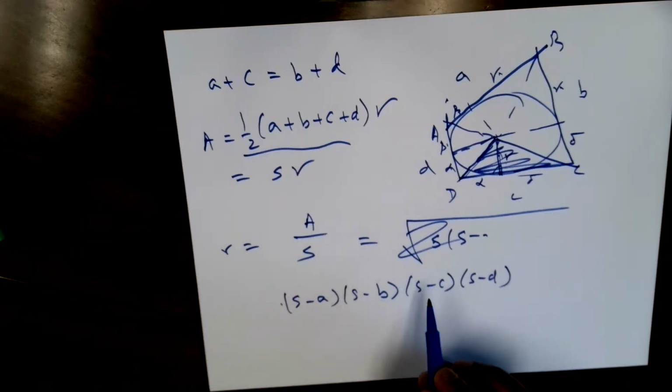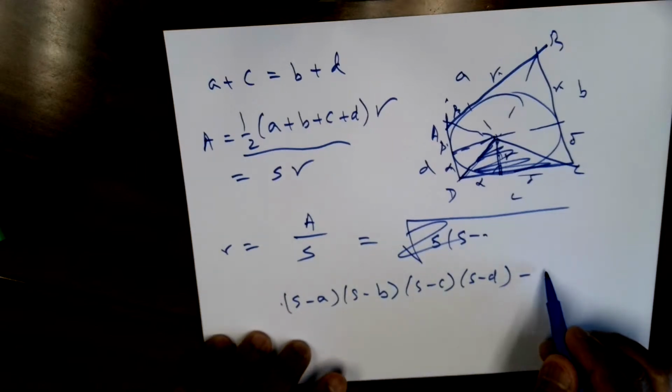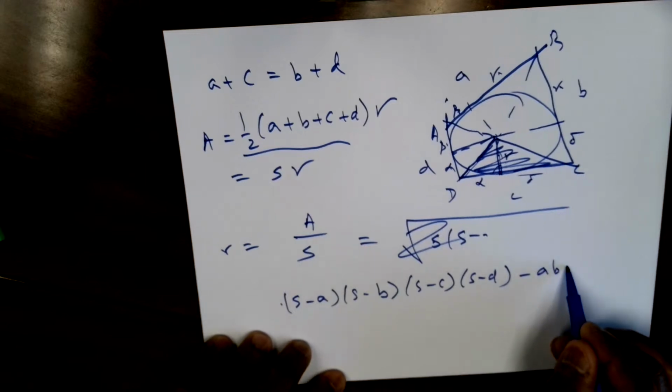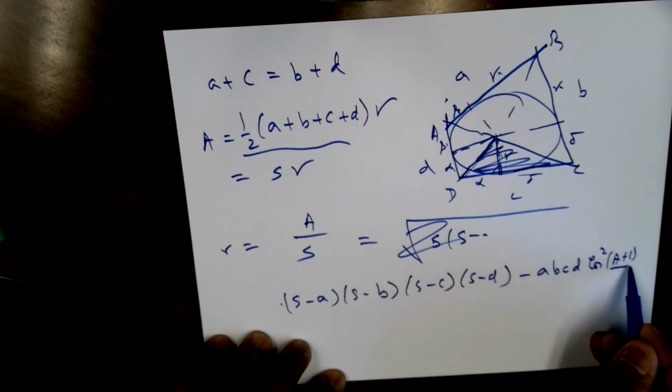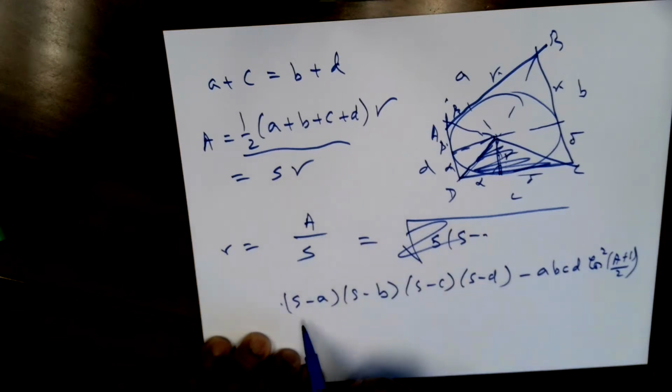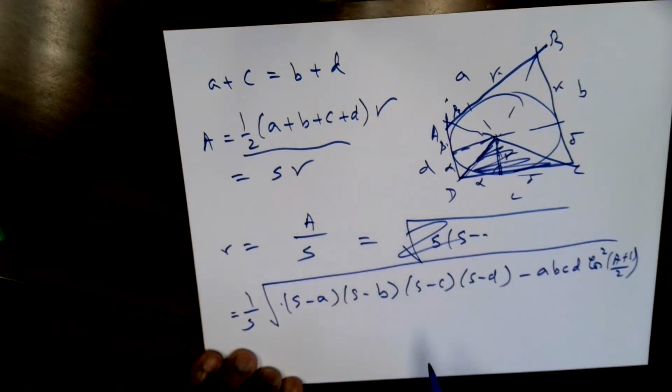Minus, we had gone through this before, ABCD cos squared of A plus C by 2. Remember, this is a general quadrilateral, so in the incircle case this angle doesn't need to be 180. And square root of this divided by 1 over S. So that seems to be the inside radius. So we have everything now.